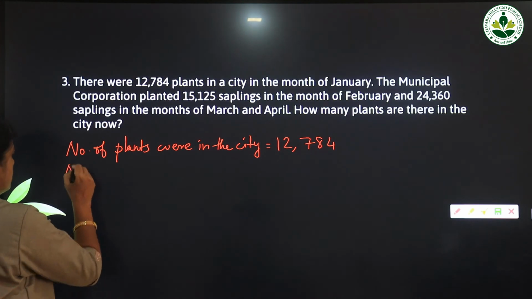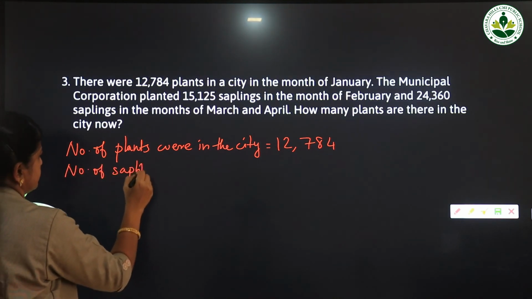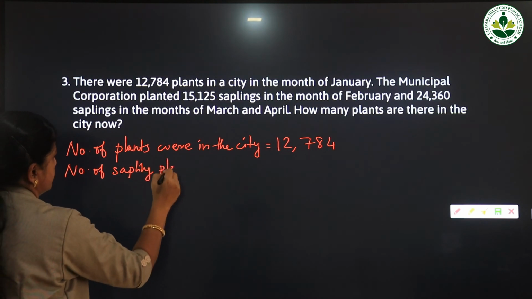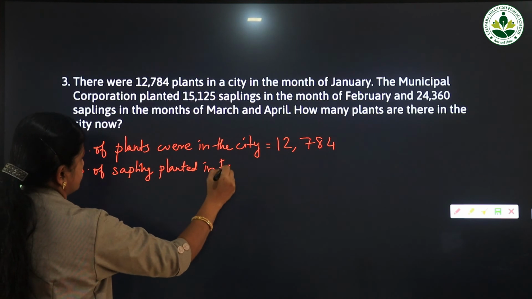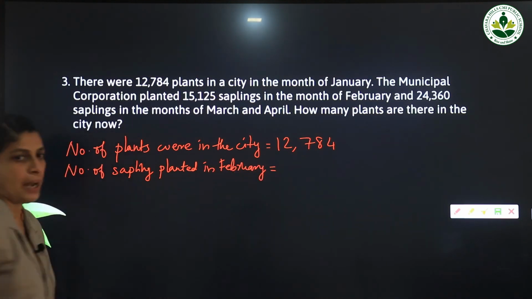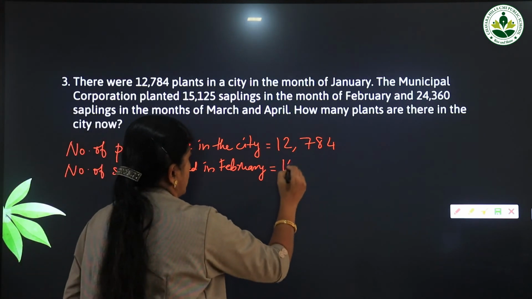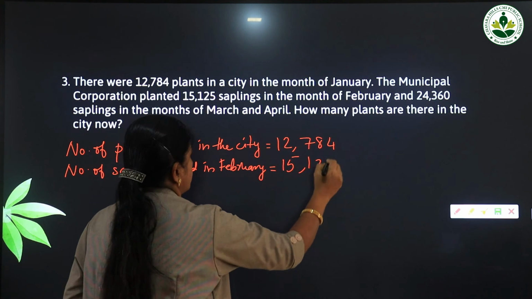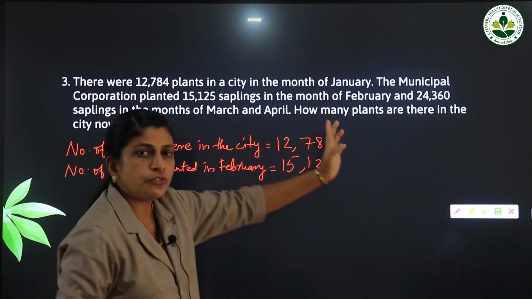Number of saplings planted in February. How many plants were planted? How many saplings were planted? 15,125. 15,125 saplings in the month of February.